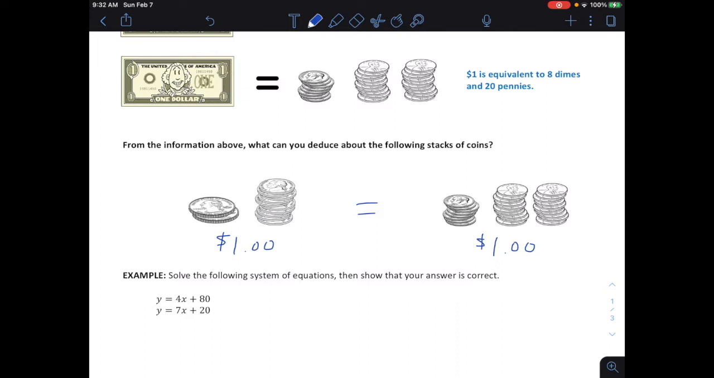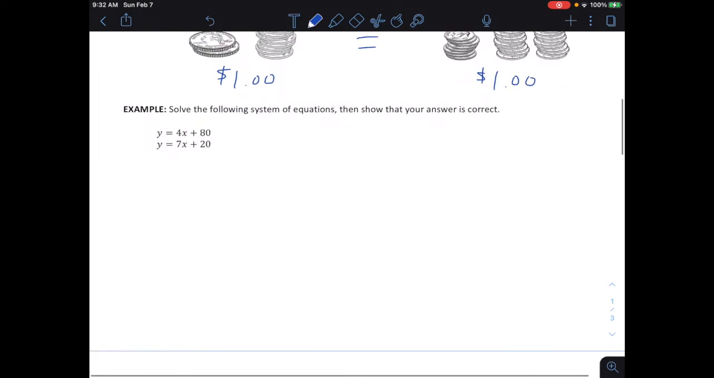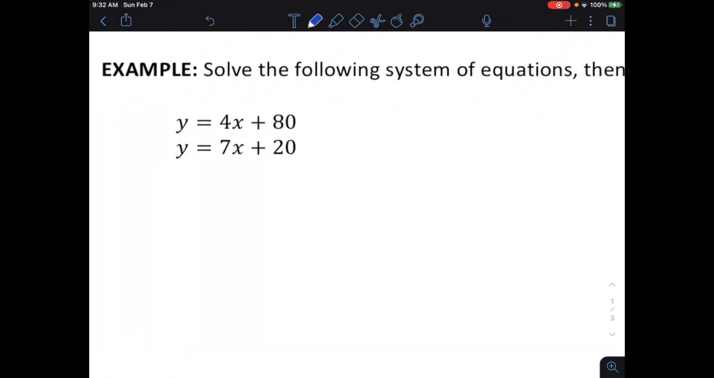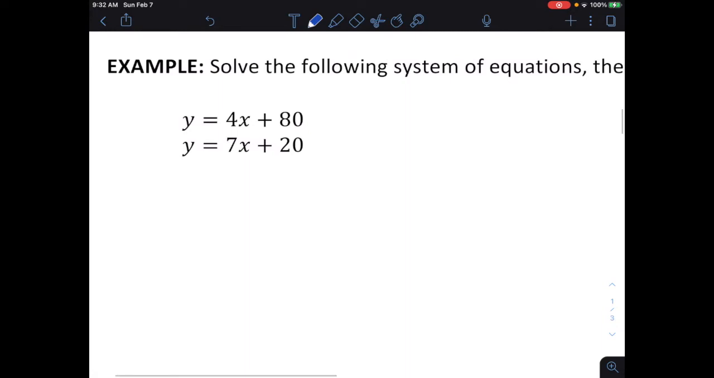So the way substitution works is if we look at this example here, now instead of having a graph, we have 2 equations, and we're going to have to do something algebraically to figure out what x and y are instead of just looking at a graph. If we had a graph, we could easily graph these, although these would be a little challenging to graph because of that 80 and that 20. We'd have to have a graph that's pretty good size.